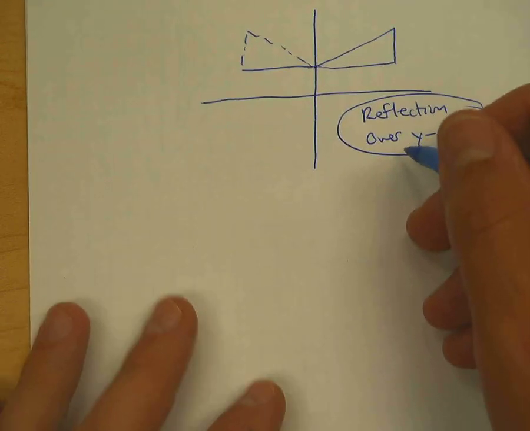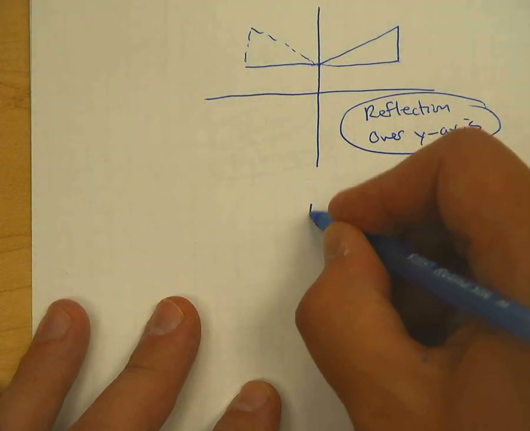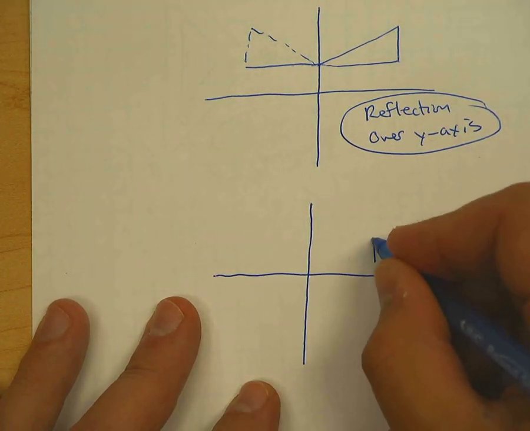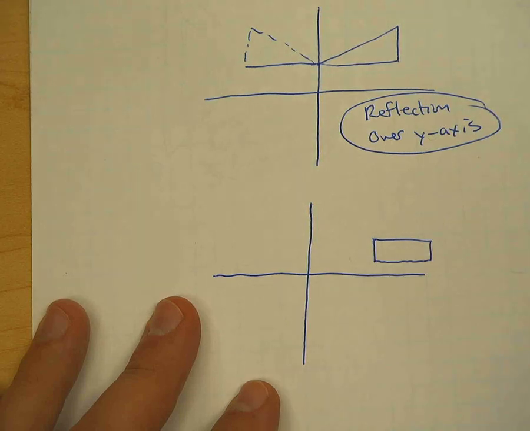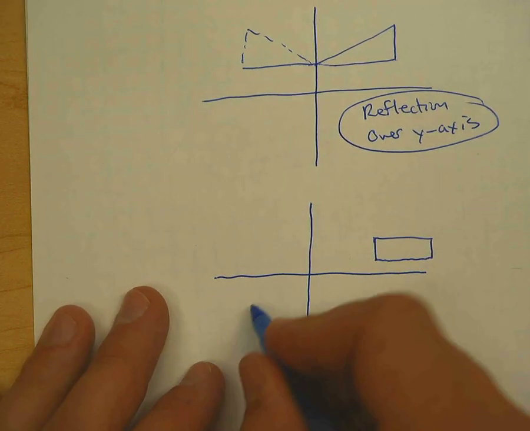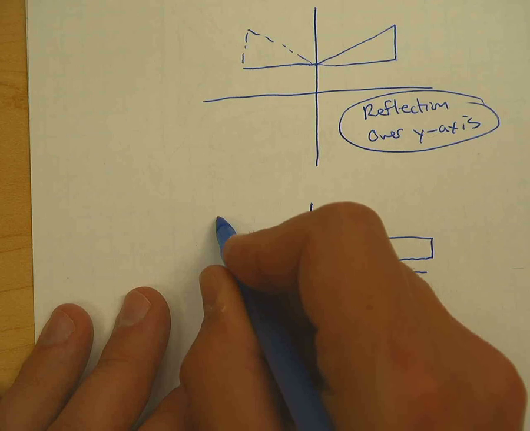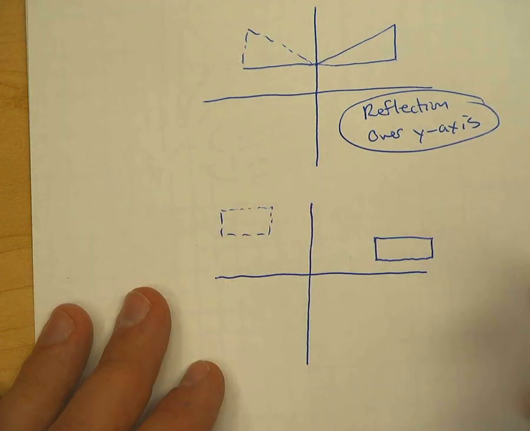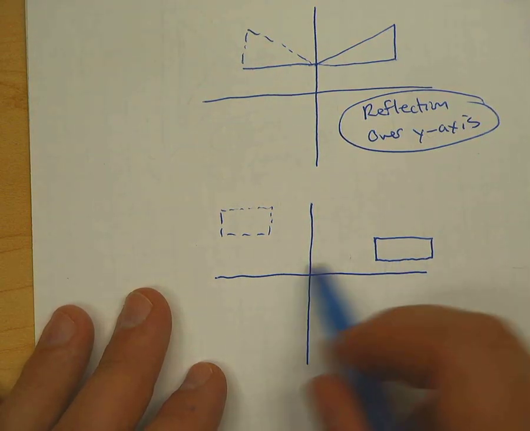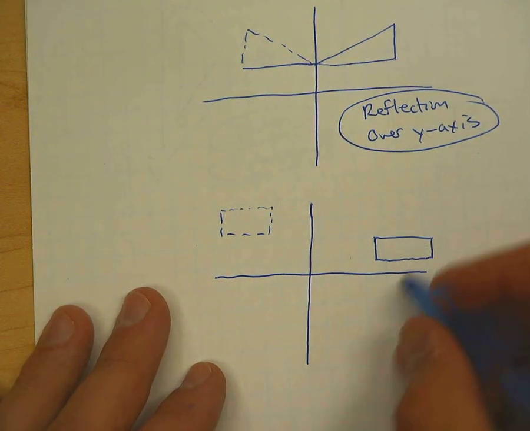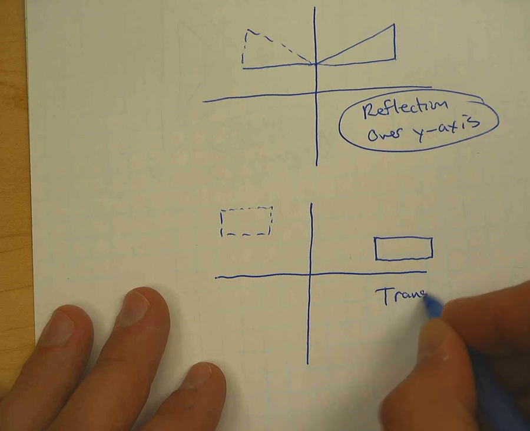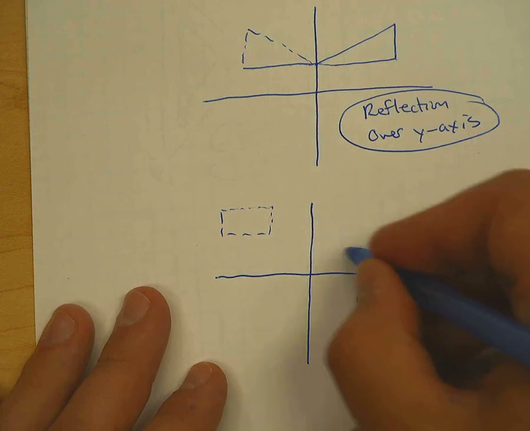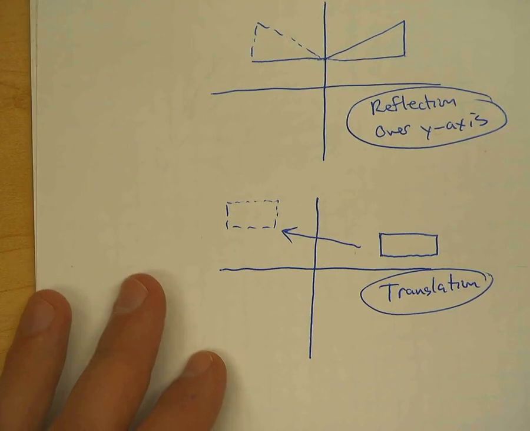All right, let's try something like this. Let's say I have an object. Let's start with a rectangle. And the rectangle is now up over here. What is this going to be? Well, to me it looks like a translation. Because I didn't flip it, I didn't do anything like that, I just slid it over.